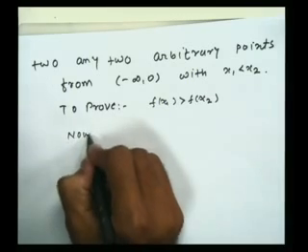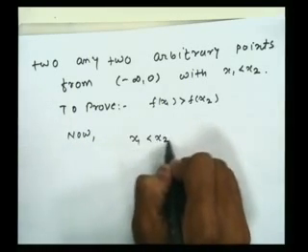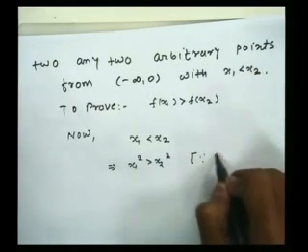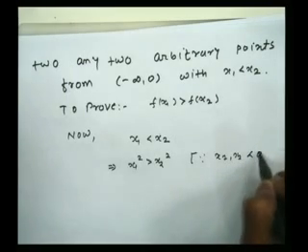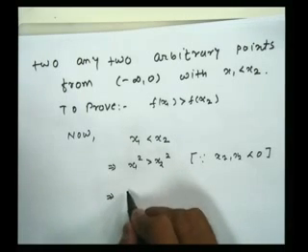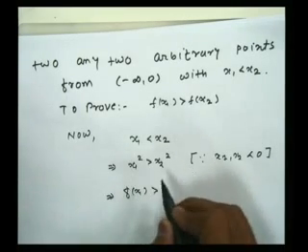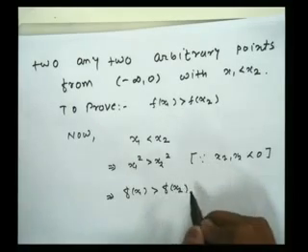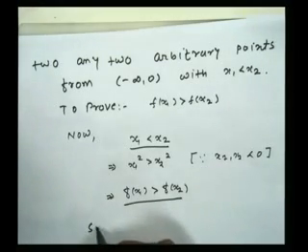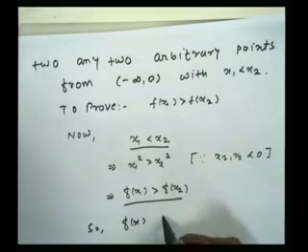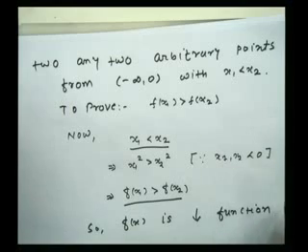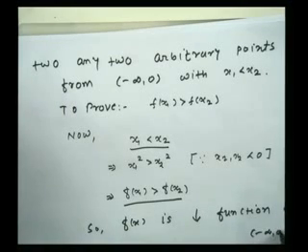Now we have x1 is less than x2, implies x1 square is greater than x2 square. Why this happens? Because x1 and x2 are less than 0. So inequality will change. x1 square is greater than x2 square. Implies x1 square, it is our f of x1, and x2 square, it is our f of x2. So we started with x1 is less than x2 and reached at f of x1 is greater than f of x2. So it implies that f of x is decreasing function on this interval minus infinite to 0.